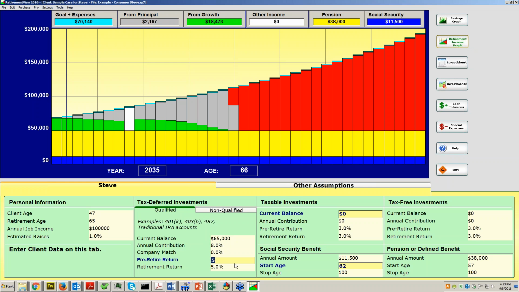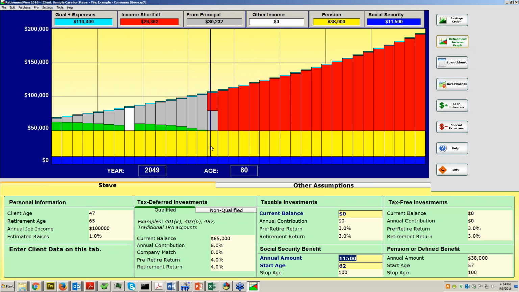Let's say 4% for now. Okay, so you got 4% on that. You're asking about gross and net. For right now, the program, I took out the netting of the taxes, so it's injecting exactly $38,000 for the pension and exactly $11,500 for the Social Security.